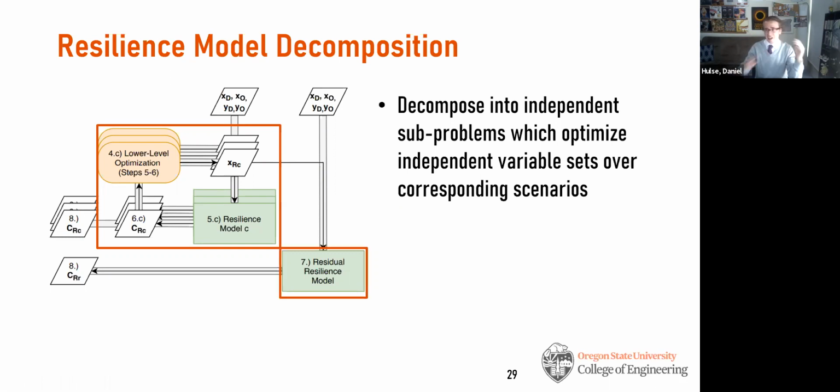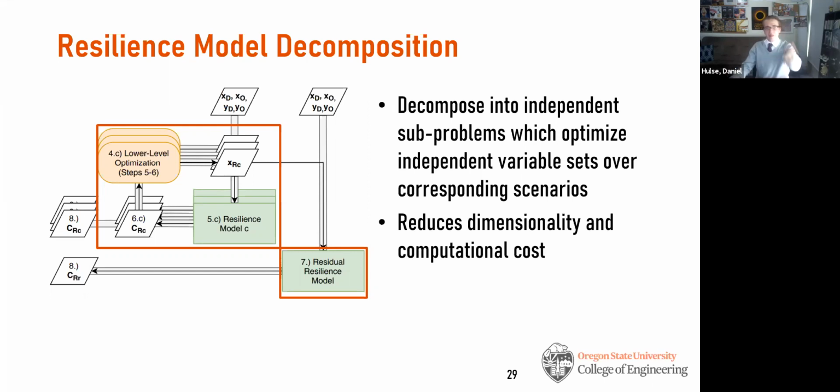And then after that, if there's a set of scenarios that are not connected to any variables, we execute those. And that gives us the full cost of resilience that can then be used in the upper level optimization in the bi-level structure. And the idea basically of using this is that it reduces dimensionality of the lower level resilience problem, which is the main source of computational cost.